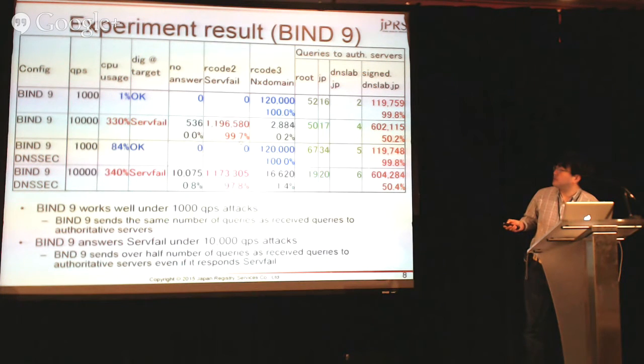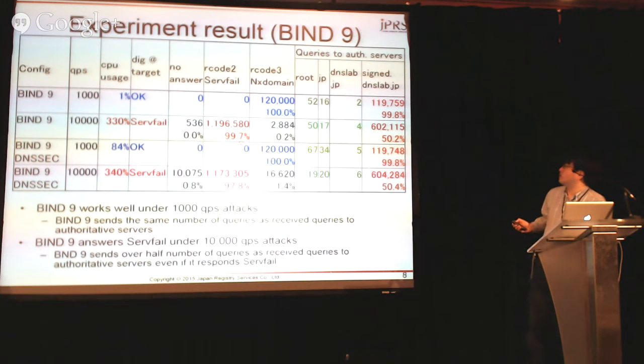In the 10,000 query per second attack case, BIND9 responds 99.7% SERVFAIL and 0.2% name error. With the DNSSEC validation case, BIND9 answers 97.8% SERVFAIL responses. And BIND9 sends over half the number of queries as received queries to authoritative servers, even if it responds SERVFAIL.